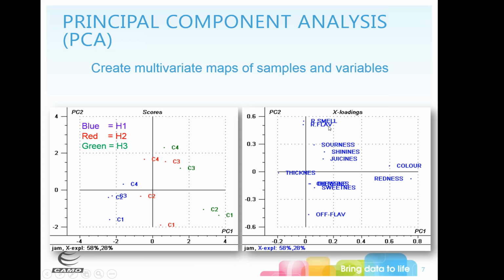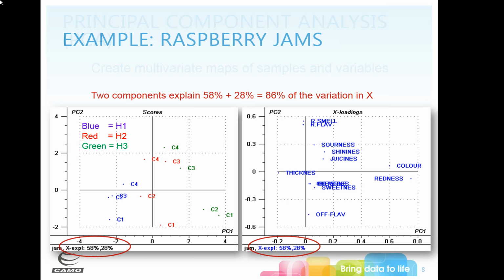PC2 we can interpret by having a very high raspberry smell or raspberry flavor, and if it's low on PC2, then it's off flavor. And what we can see from that is that particularly our cultivar 1 has a very off flavor. It's not a very good raspberry flavor smell. But C3 and C4 are good as long as we go into the late harvests.